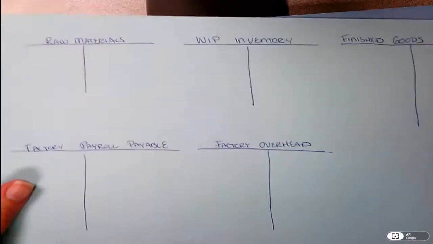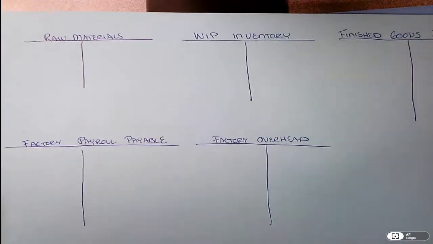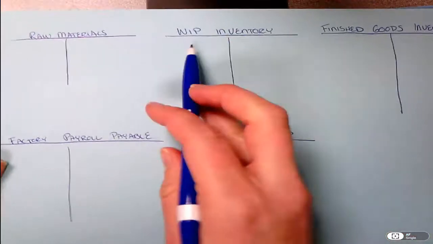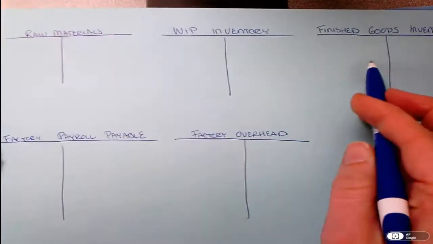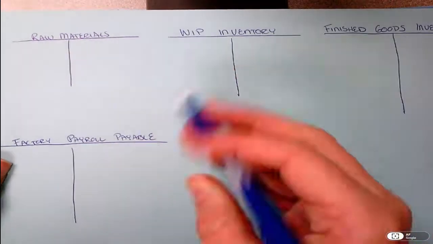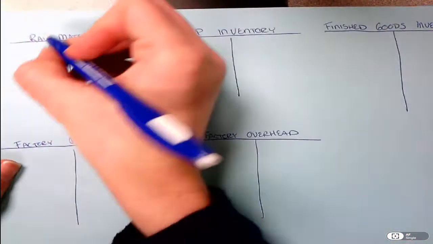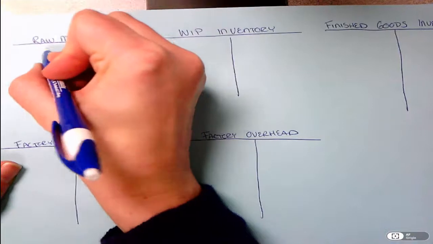So I'm going to start off with my raw materials. Raw materials is an inventory account. So is work in process and finished goods. These are different types of inventory. They're all assets. They all increase with a debit. Remember, debit's on the left, credit's on the right.